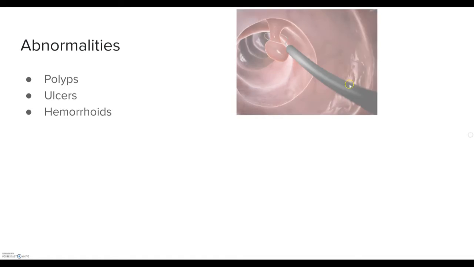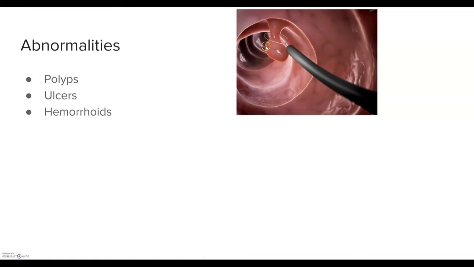Most gastrointestinal diseases cause at least one of three major types of abnormalities along the lining of the GI tract, namely polyps, ulcers, and hemorrhoids. A polyp is an abnormal growth along the lining of the GI tract, such as this oval that I'm circling right here in the top image.